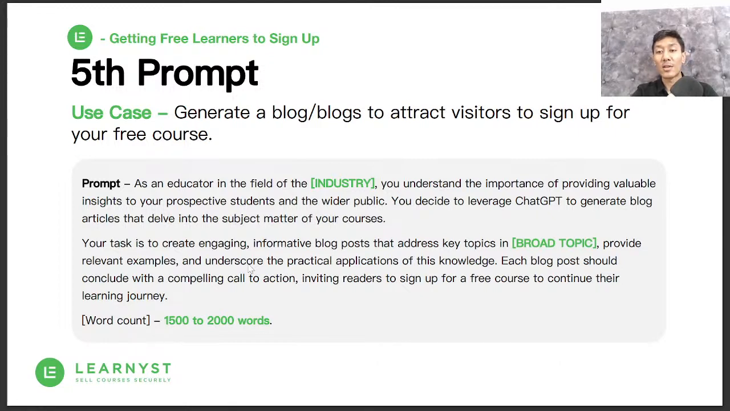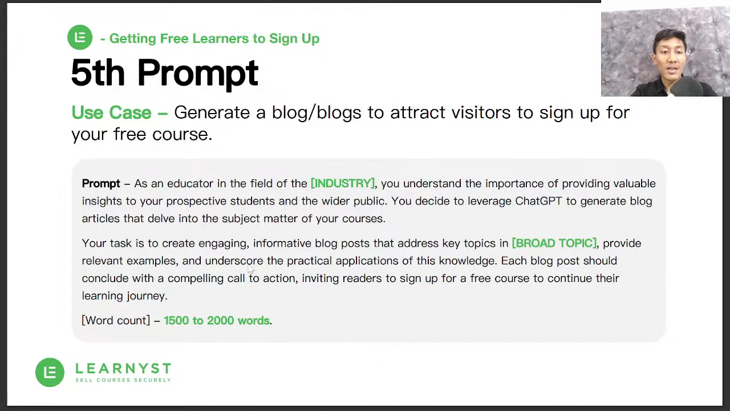You decide to leverage ChatGPT to generate blog articles that delve into the subject matter of your courses. Your task is to create engaging, informative blog posts that address key topics in, and here you put your broad topics. For example, starting your keto journey is pretty broad, right? Inside that there must be a lot of topics on which you can write blog posts. Out of that broad topic on how to get started with keto, you can write at least 5 to 10 blog posts. You can choose the small subsections inside that big topic, and based on that you can create blog posts on each of those subtopics, right?